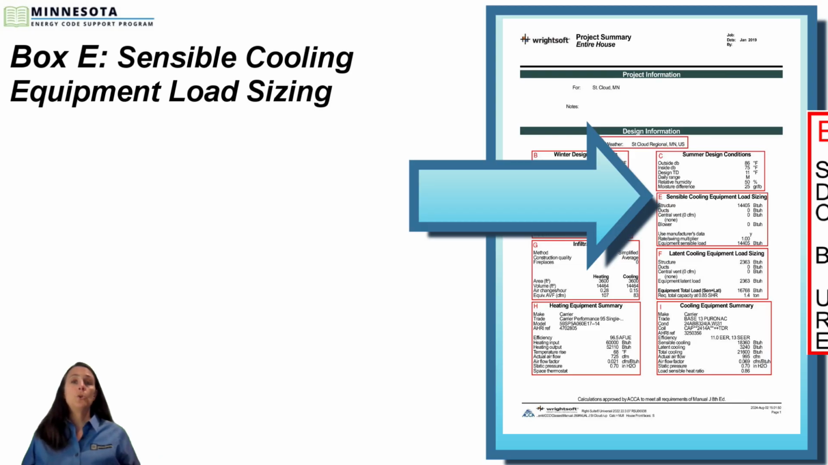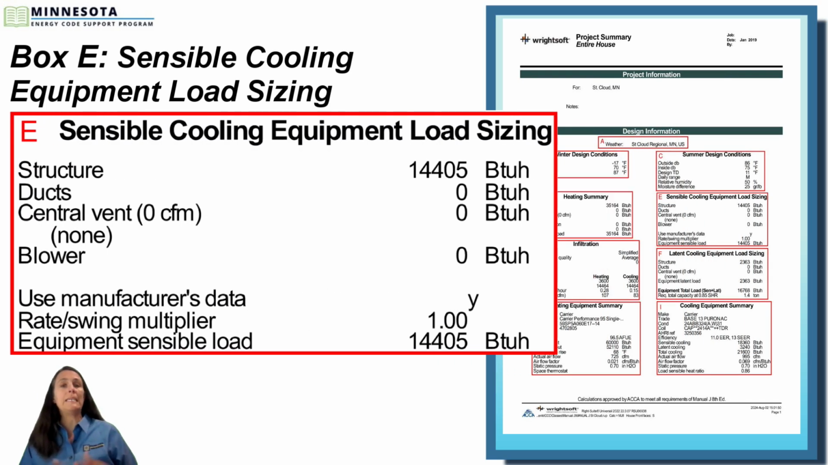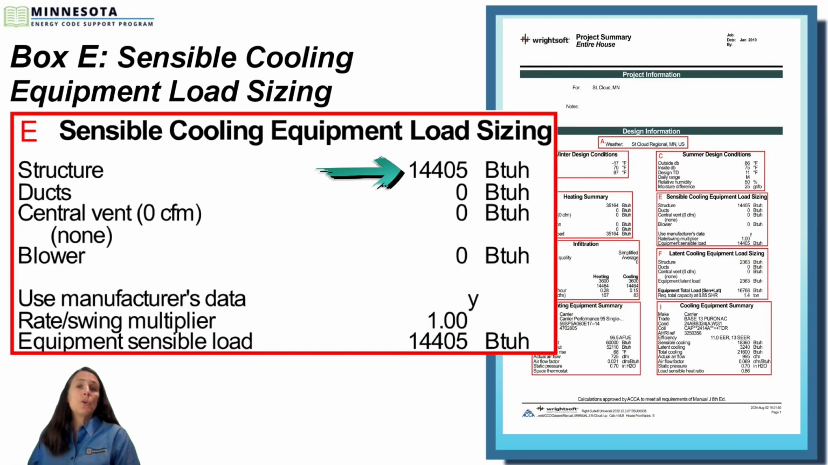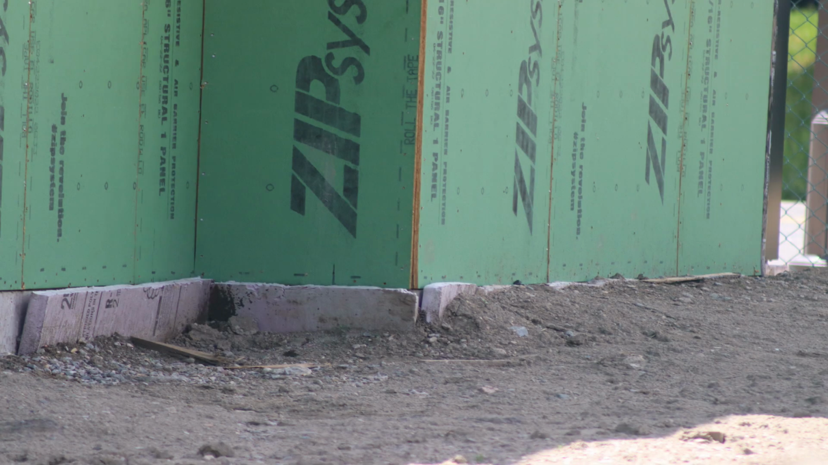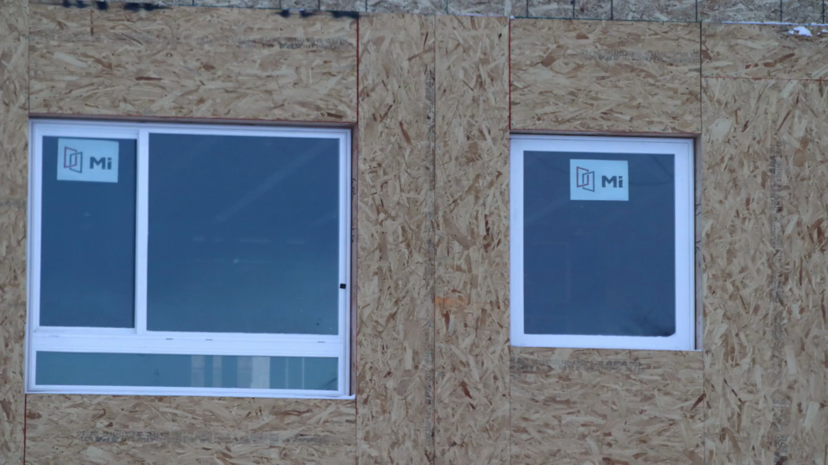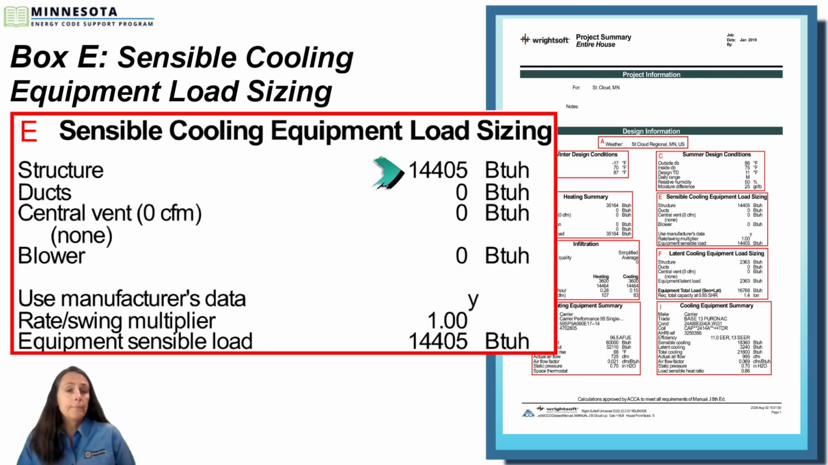Box Z is the sensible cooling load. So sensible load is the heat gain of the home due to conduction, solar radiation, infiltration, appliances, people, and pets. For example, burning a light bulb would add sensible load to the house. So the first row is showing the sensible heat gain of the structure. This is from the thermal envelope. So again, it's including things like your insulation values for your walls, ceilings, floors, slab edge, windows, and the heat gain from people, equipment, and infiltration.